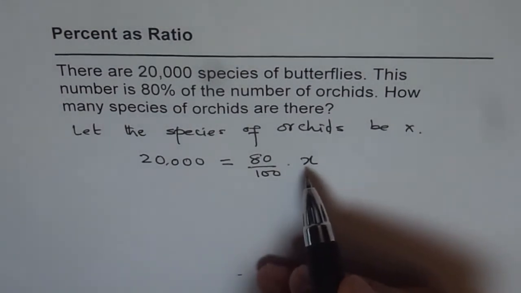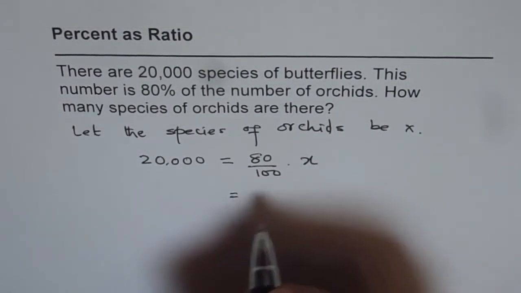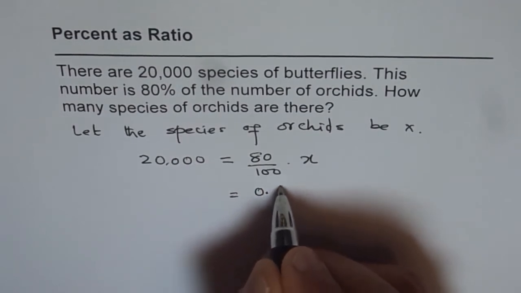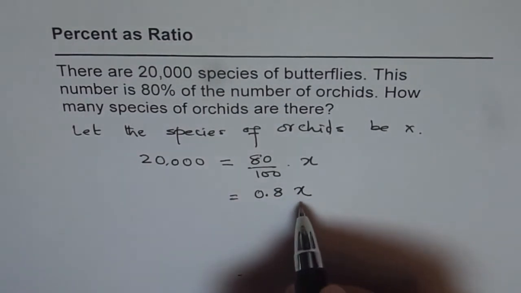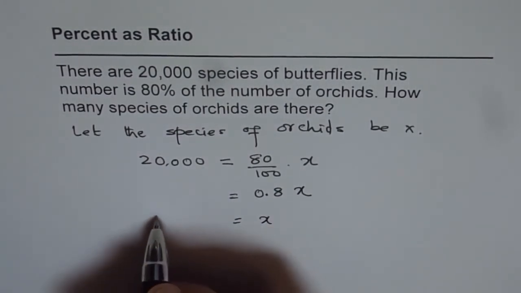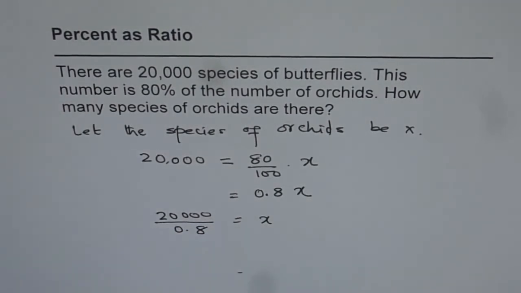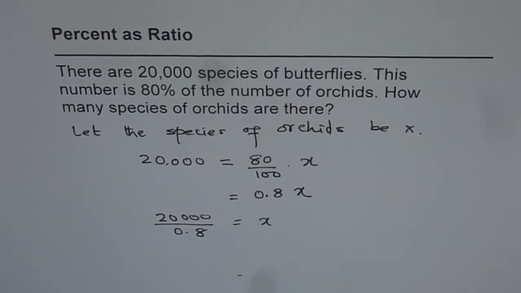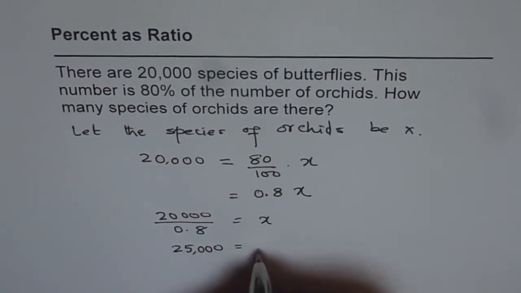Now to get X, we'll just cross multiply, right? So you can write this as also equals to 0.8, right, of X. Now X will be equal to 20,000 divided by 0.8. So use the calculator, get the answer, right? So it is 2, 3 zeros divided by 0.8 gives you 25,000. So that is the answer, right? So 25,000 equals to X.